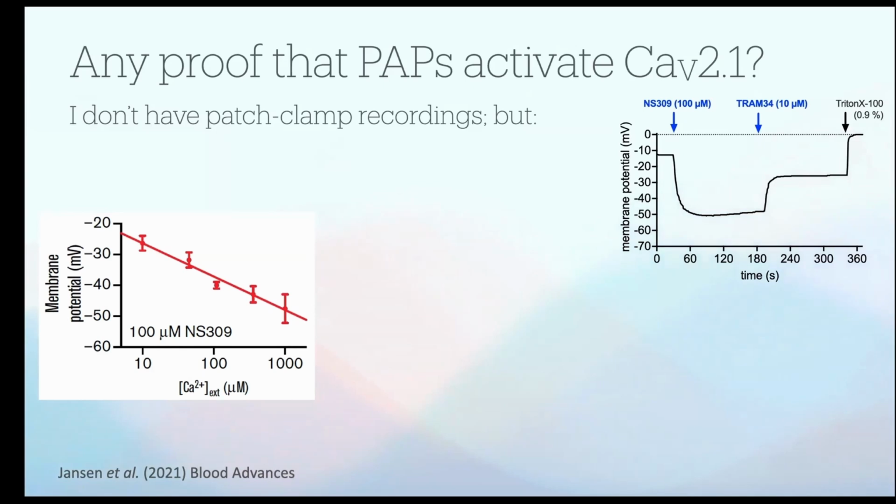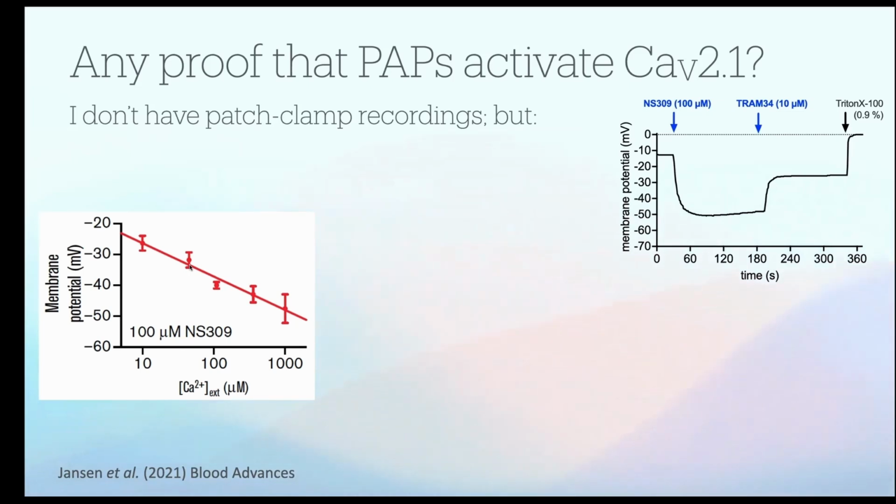And as I said, the NS309 increases the sensitivity for the calcium. This means if you have a low calcium, we have a low average change in membrane potential, and with increasing calcium concentration while maintaining the NS309 concentration constant, we get an increase in the amount of average polarization of the red blood cells.